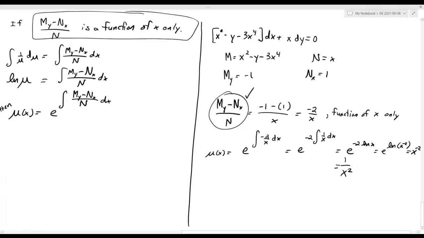I checked whether that assumption is correct by checking whether that expression is just a function of x, and it was. Then I used my formula for this integrating factor. If sometimes assuming that our integrating factor is just a function of x works, can we assume that mu is just a function of y to see if that works? Absolutely. So let's try that.